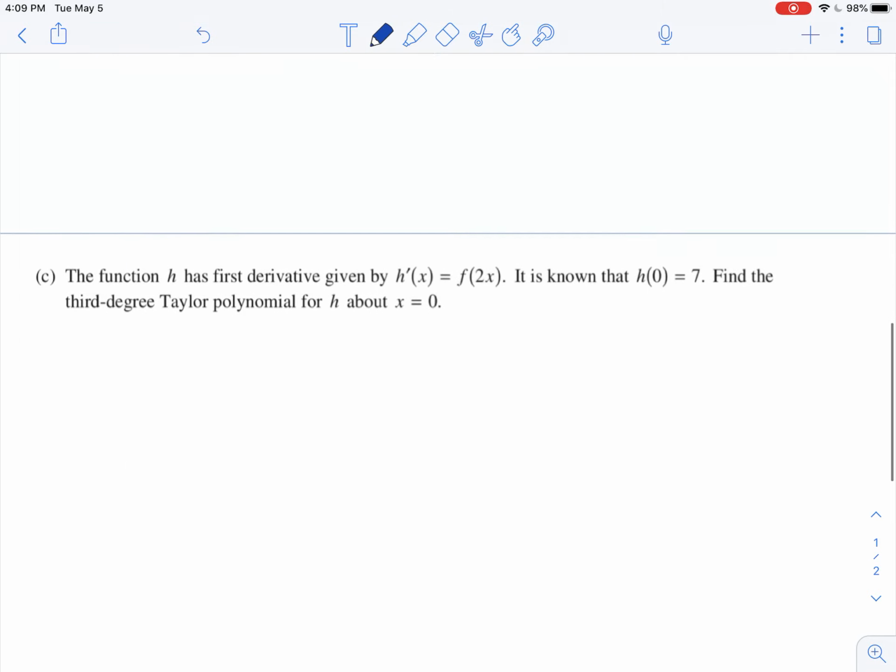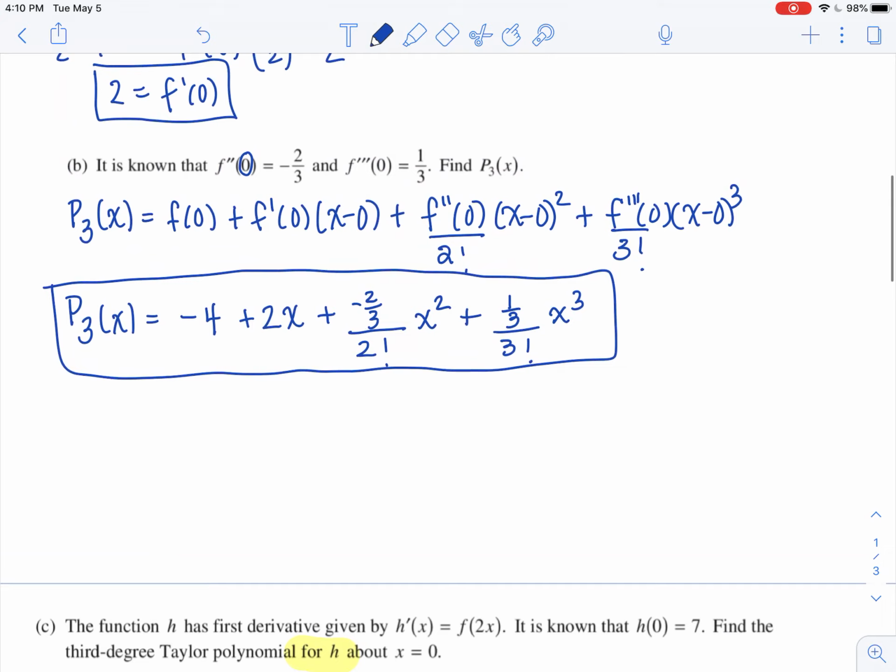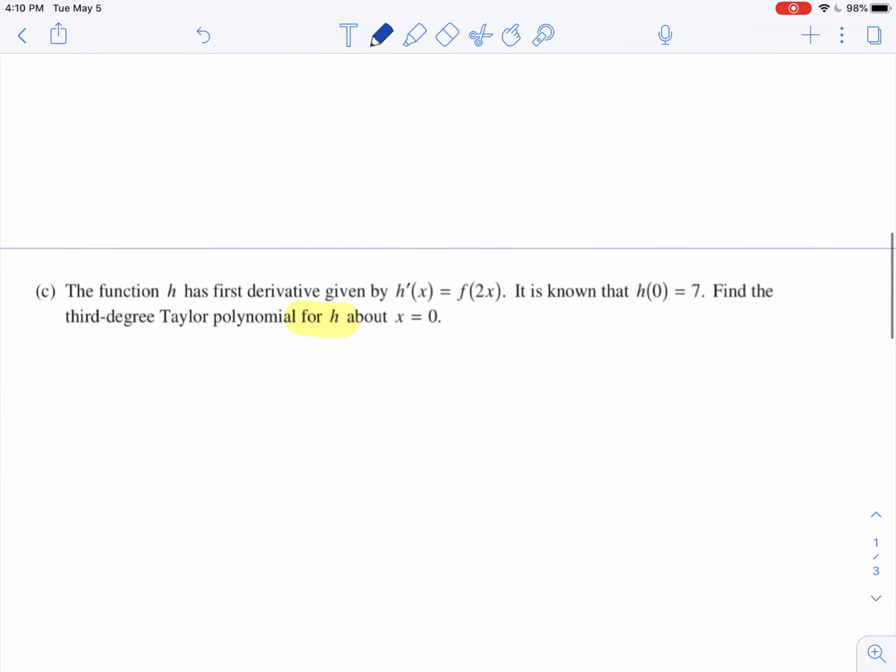Okay, so then the last question. It says the function h has the first derivative given by h prime of x equals f of 2x. It is known that h of 0 equals 7. Find the third degree Taylor polynomial for h about x equals 0. So once again, you're making a Maclaurin polynomial, but this time it's for h. It's not for the previous function we were just working with, although we're going to have to use those values to be able to get the values we need.